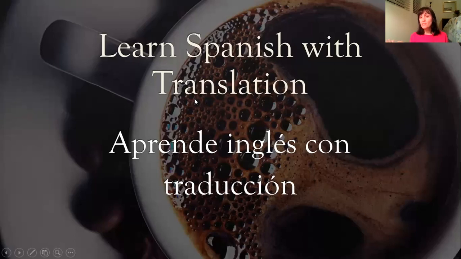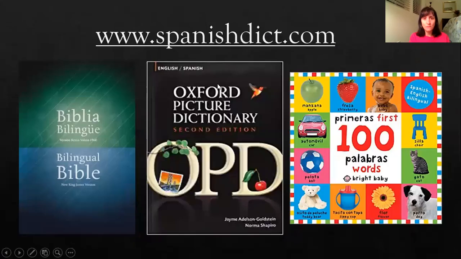So, if you're a Spanish speaker trying to learn English, you can use this method. Or if you're an English speaker trying to learn Spanish, because it's bilingual, you've got the two texts side by side. So there are many different resources that can help you in this pursuit.